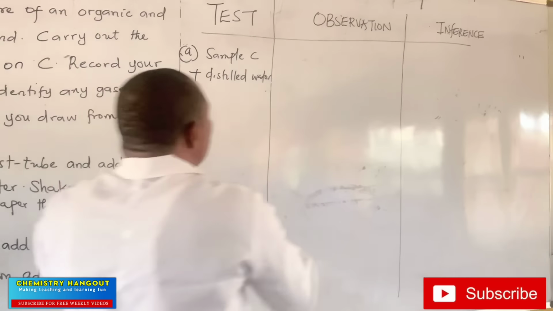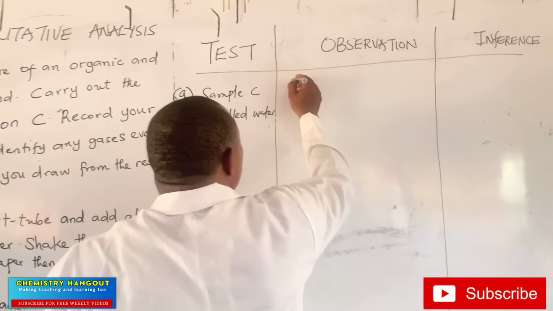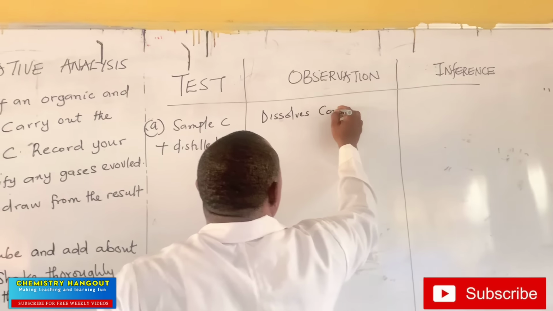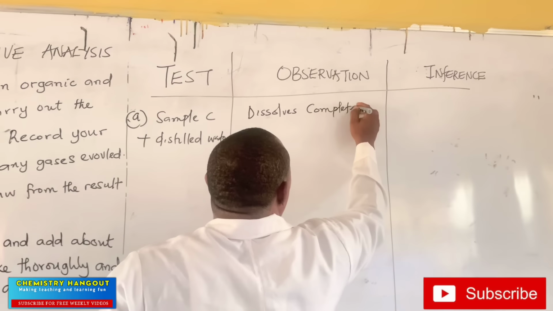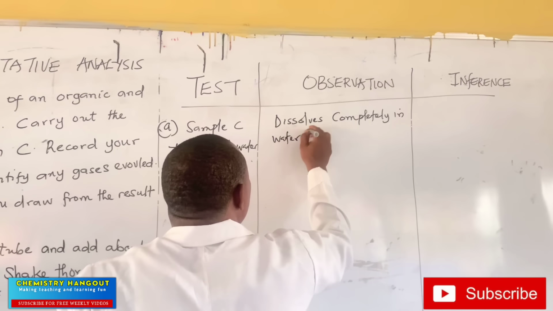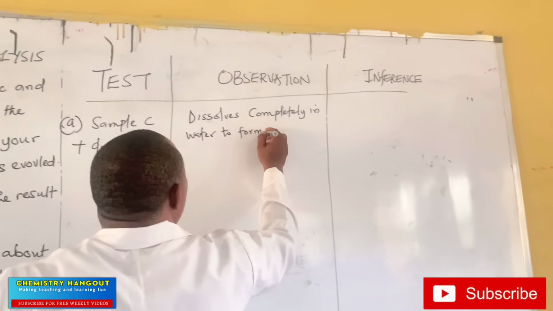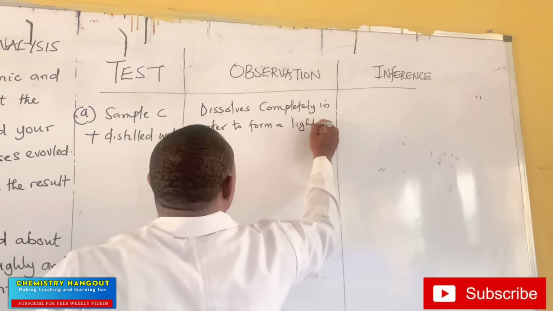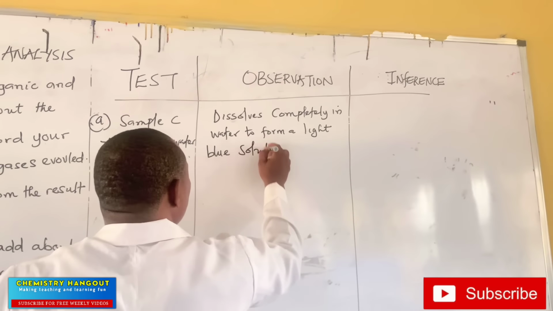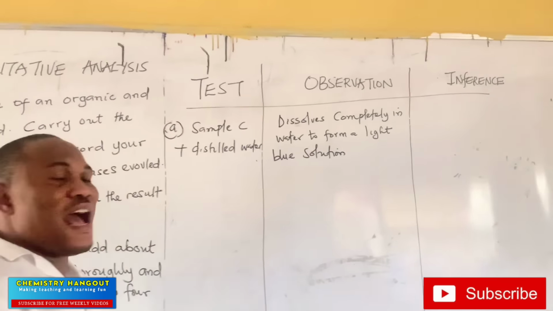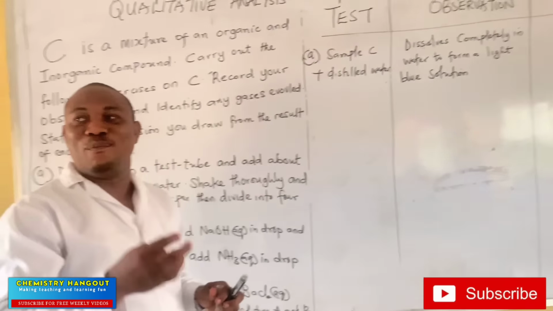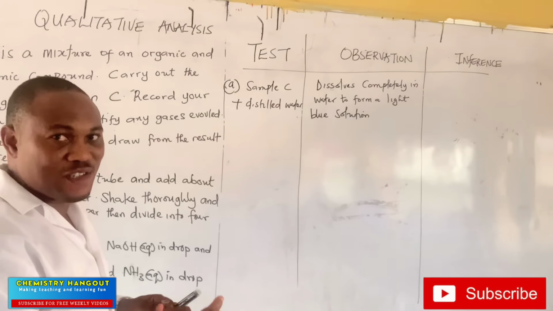So I can say the observation now. It dissolves, right? Completely in water, right? To form a light blue solution. Did you see that? I'm taking two characteristics there. And what are the characteristics I'm taking? The solubility and the color formed. Do you get that now?